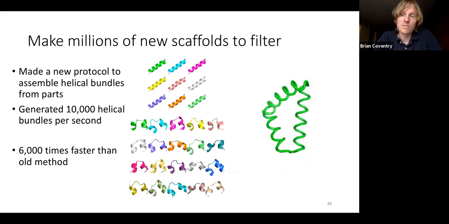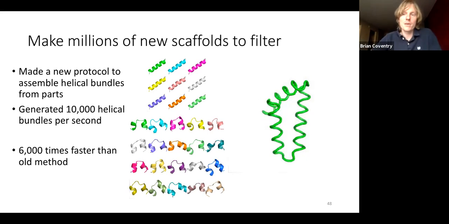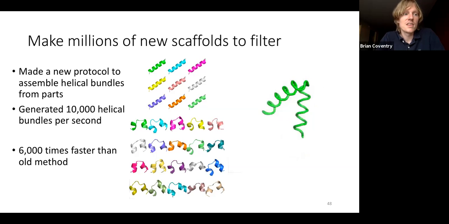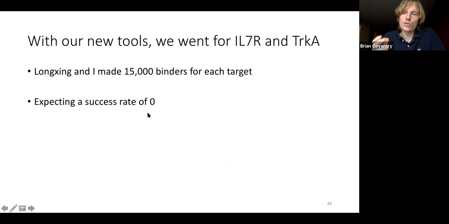And this is notable because this was 6,000 times faster than the old method. 6,000 times, okay? So we went from it being hard to make scaffolds to, I made like 25 million in a week. And you still have to filter them, but it's a great place to be when you have way too many scaffolds rather than way too few. And so with our new tools, we picked up two new targets, IL-7 receptor and TRK.